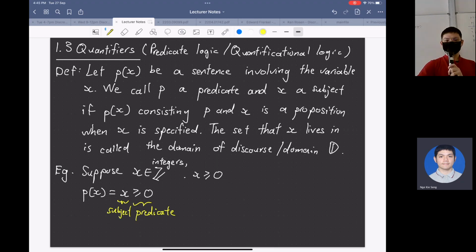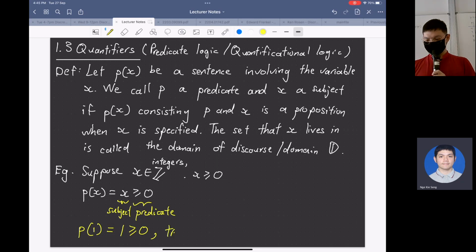Okay. Right. So it says that, remember last time we said this itself is not a proposition, because we can't decide if it's true or false. But if you put P(1), what do you get? 1 is greater than or equal to 0. True or false? True. But if I put P(-1), -1 is greater than or equal to 0. True or false? False.